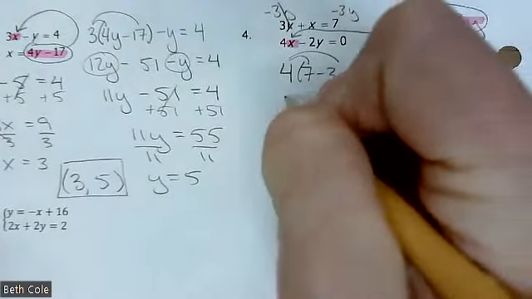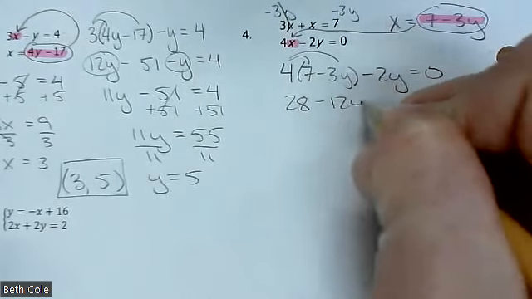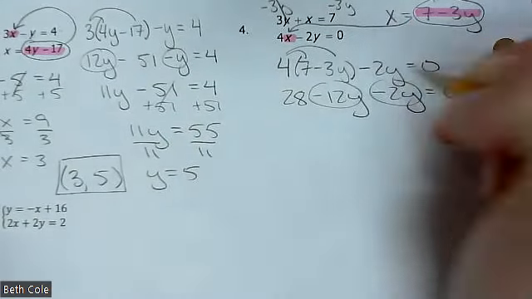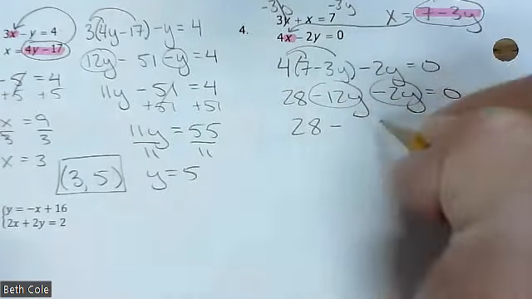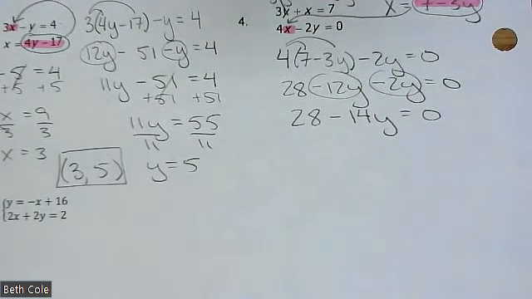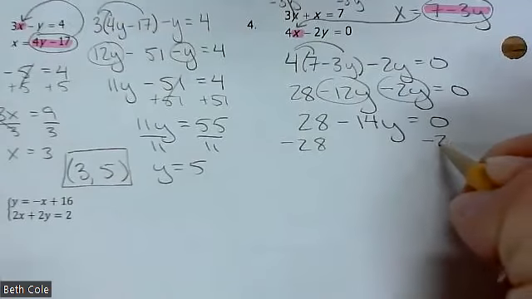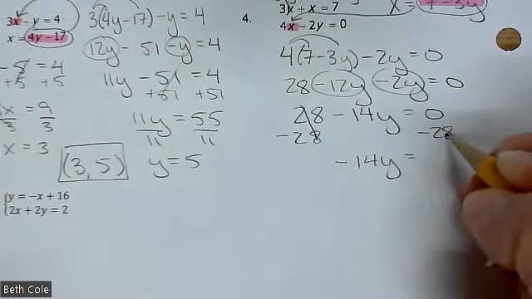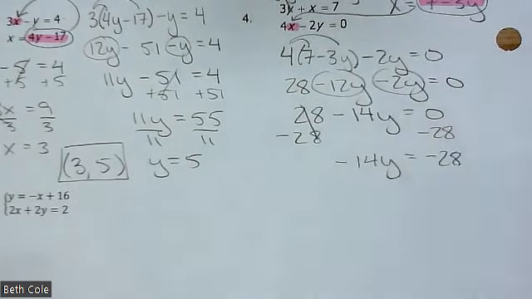Good. Distribute the 4. You'll get 28 minus 12y minus 2y equals 0. We're going to combine like terms. Negative 12y and negative 2y would be negative 14y. Very good. We're going to subtract 28. Negative 14y equals 0 minus 28, which is negative 28.